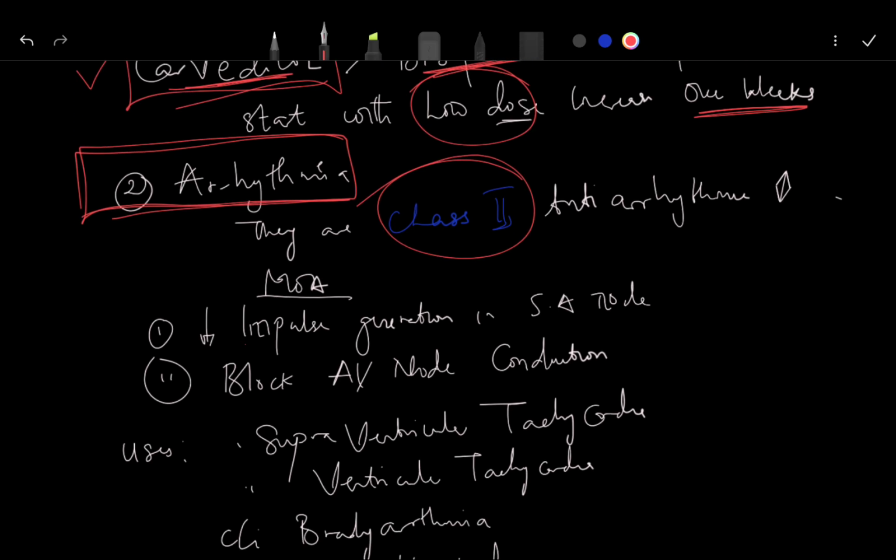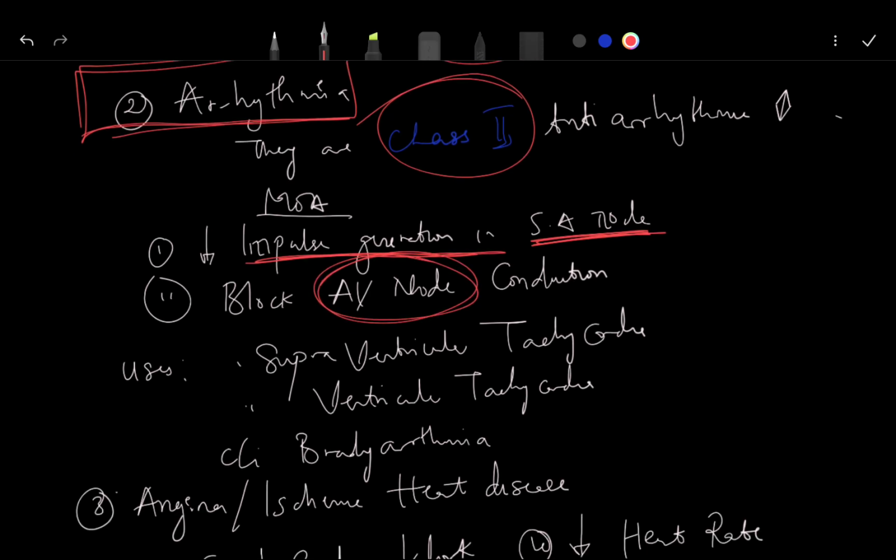One is that they decrease impulse generation in the SA node, and also they block AV nodal conduction. By so doing, they are useful in the treatment of supraventricular tachycardia. They are the drug of choice for supraventricular tachycardia. Also, they are used in the treatment of ventricular tachycardia, but majorly supraventricular tachycardia.